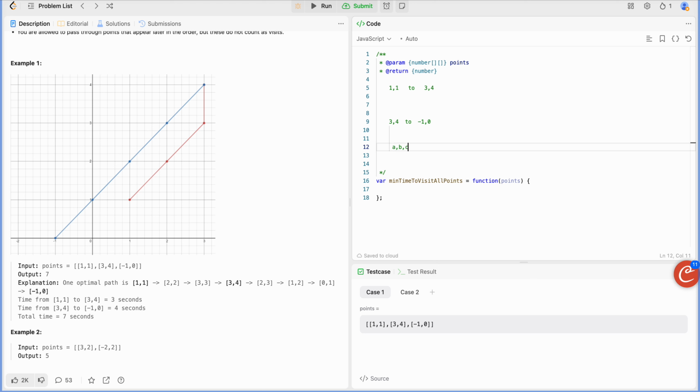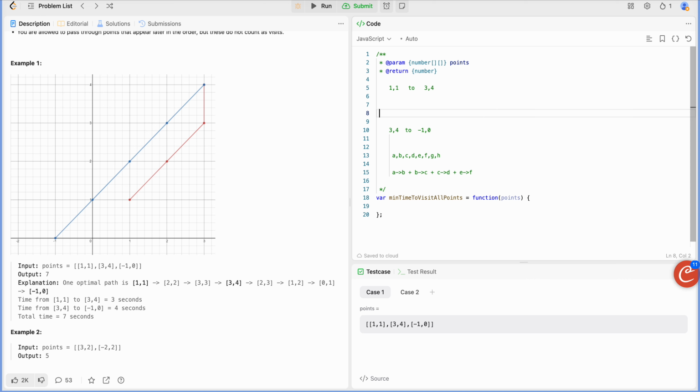1,000 points means A, B, C, D, E, F, G, H. Then even if I have this number of points, it means that I need to find the minimum distance from E to B, and then B to C, and C to D, and E to F, things like that. So basically this question, I need to find out how to find the minimum distance from one point to another point. Okay, so let's try to find this one out.